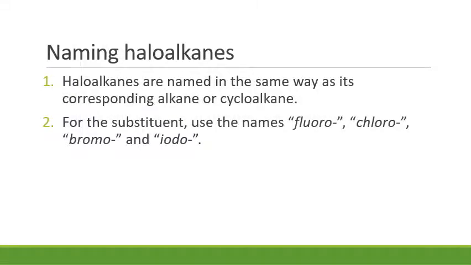Slide 4. Naming haloalkanes. The rules for naming haloalkanes are pretty much the same as for naming any alkane or cycloalkane. The only difference is that haloalkanes contain a halogen substituent. For the substituent, use the names fluoro, chloro, bromo, and iodo.